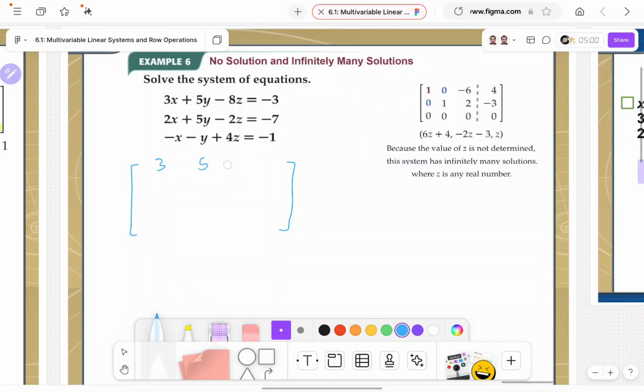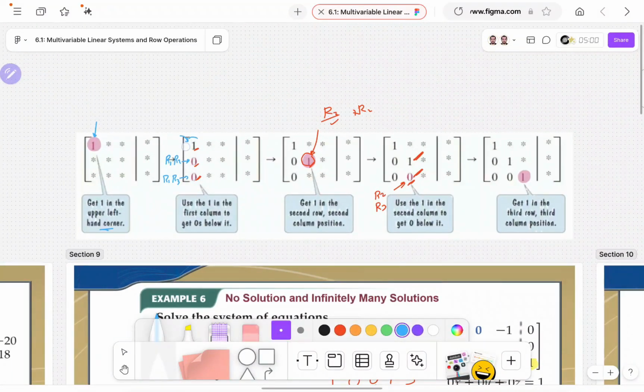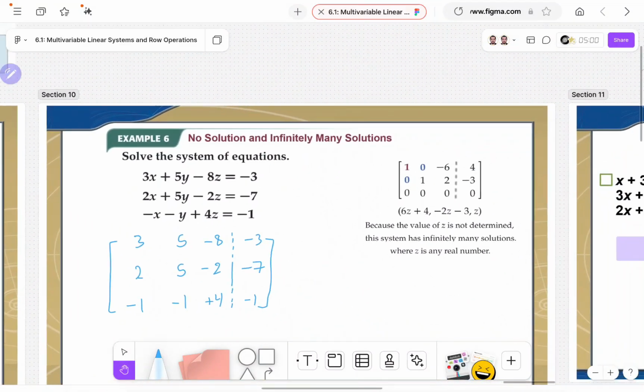3, 5, negative 8, negative 3, 2, 5, negative 2, negative 7, then negative 1, plus 4, then negative 1. Okay, so this is the matrix. Now, as I told you, we need to follow the same step that I did here. We need to make this value equal 1, then this one 0, this one 0. How to make this value equal 1 is to divide the row by its number.